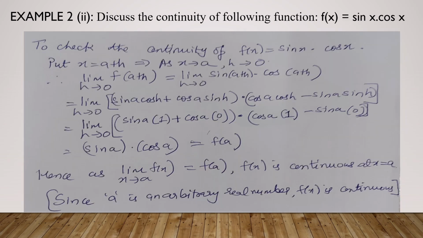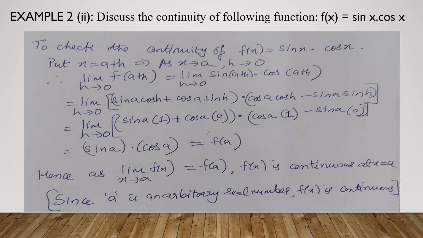Second case, to check the continuity of the function f(x) = sin x cos x. Again take x = a + h. So as x tends to a, h will tend to 0. Limit h tends to 0, f(a + h) will be equal to limit h tends to 0 of sin(a + h) cos(a + h), correct?